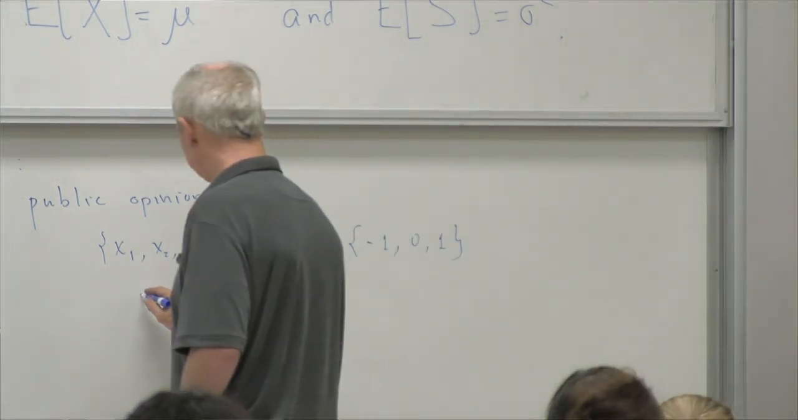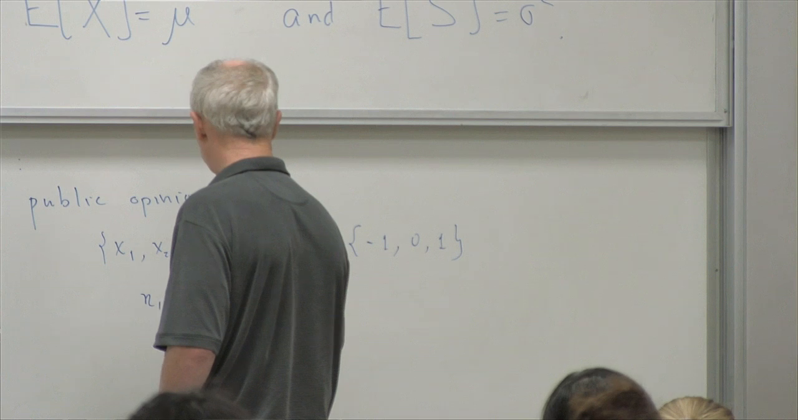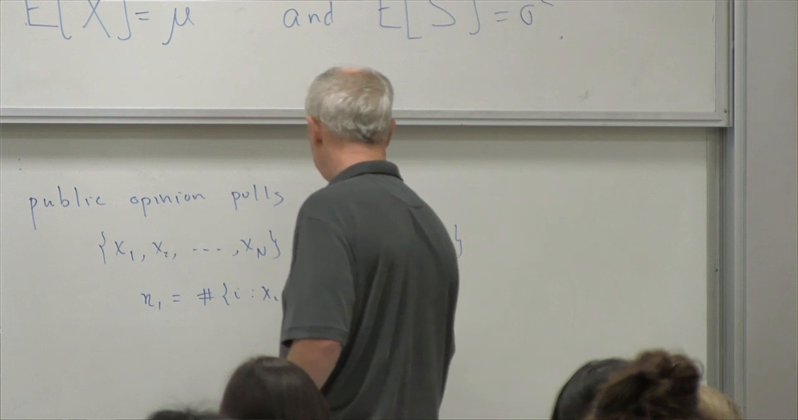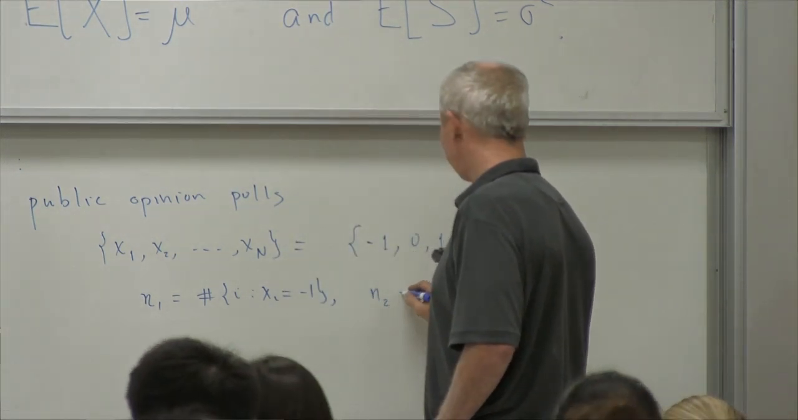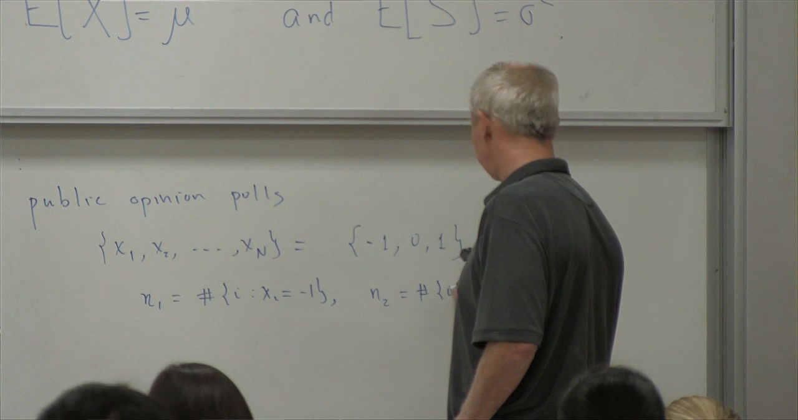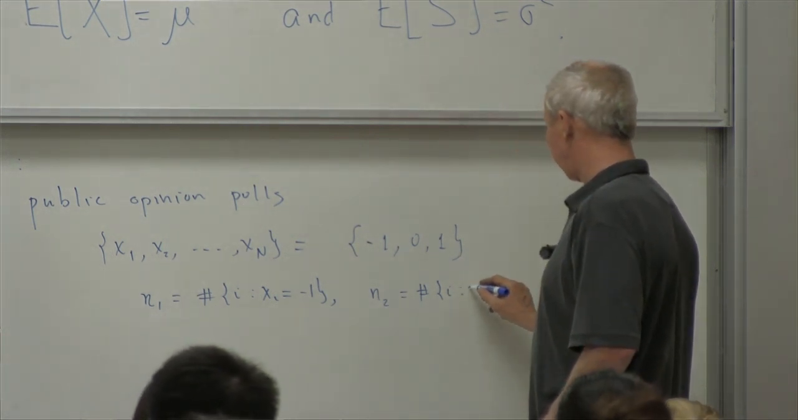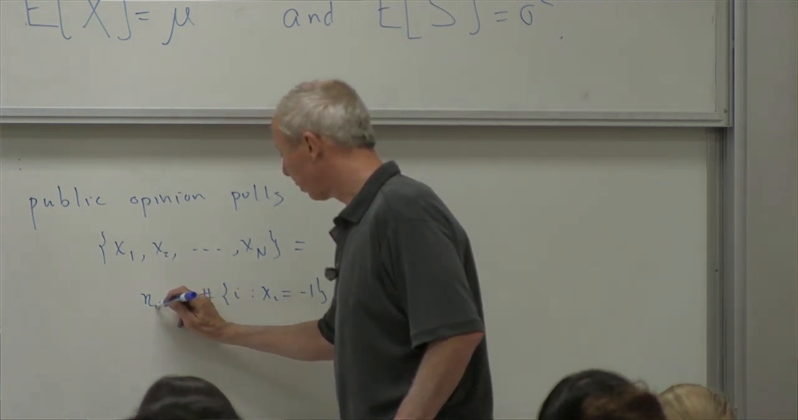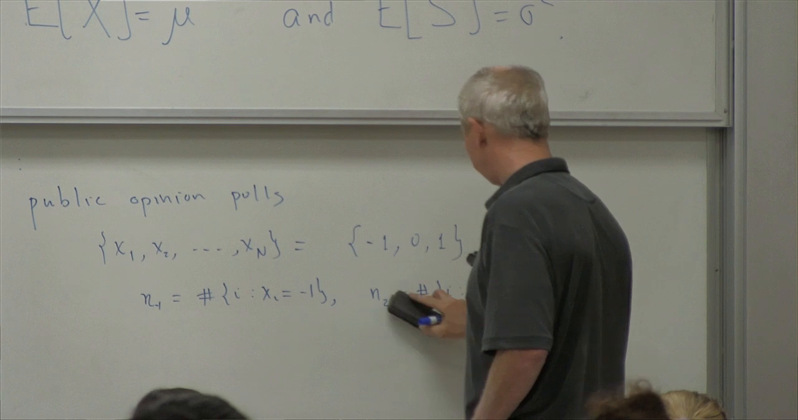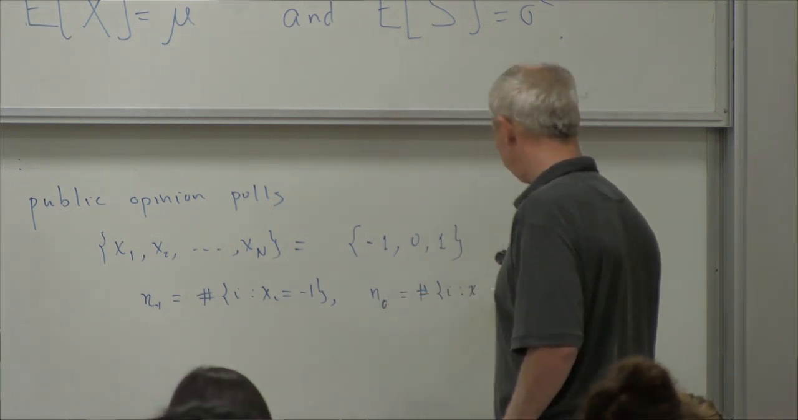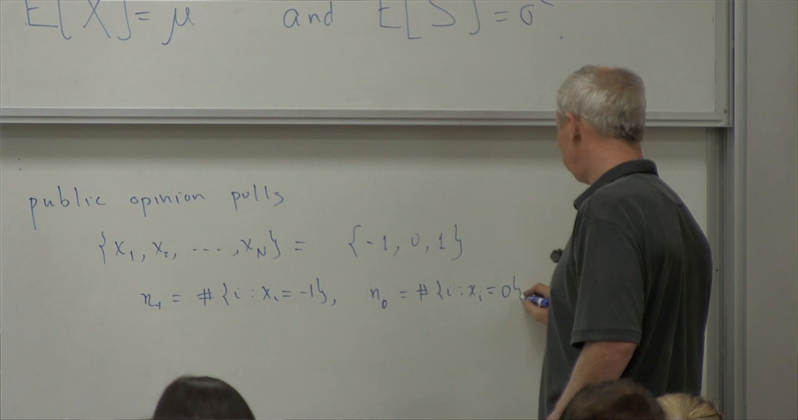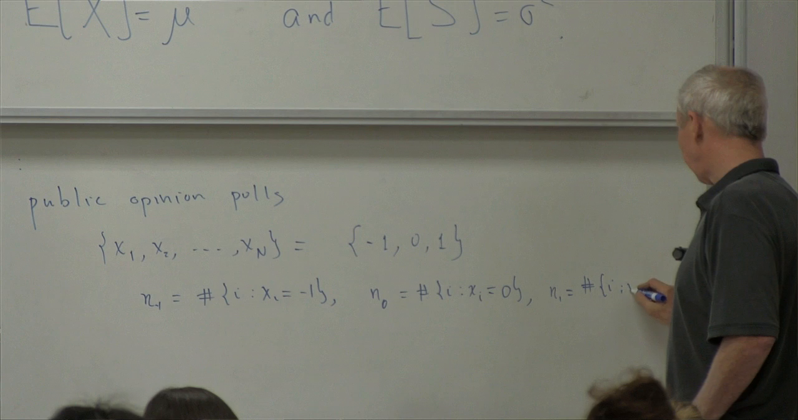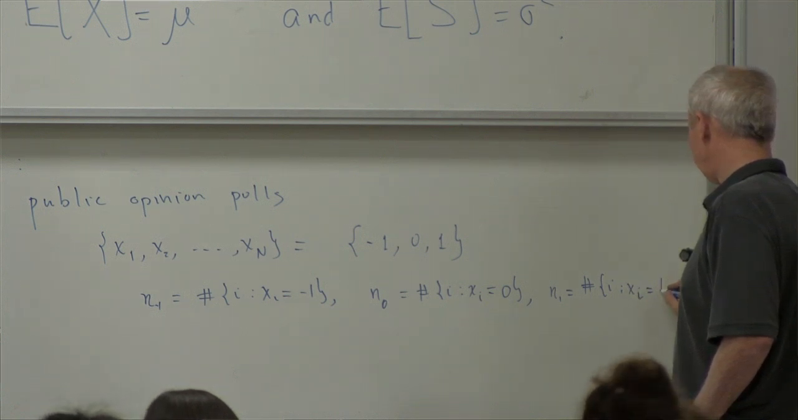So what's of interest then would be something like N sub -1 equal to the number of i's such that xi is equal to -1. N sub 0 equal to the number of i's such that xi is equal to 0, and N sub 1 equal to the number of i's such that xi is 1. Okay?